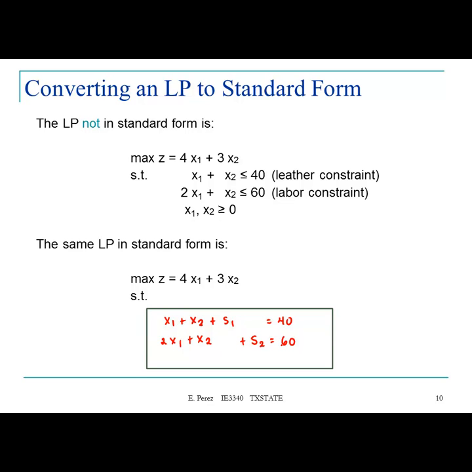And now we want to make these decision variables non-negative. So in order to do that, we have to make x1, x2, s1, and s2 greater or equal to 0. And now we have our problem formulation in standard form. So you make those constraints that were inequalities into equalities by adding those slack variables.